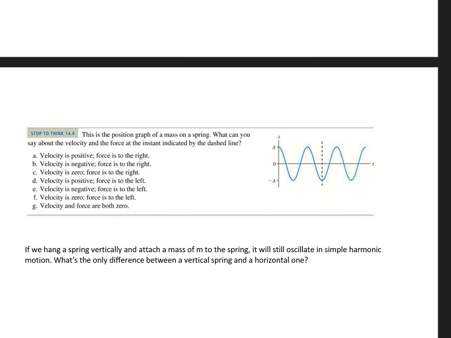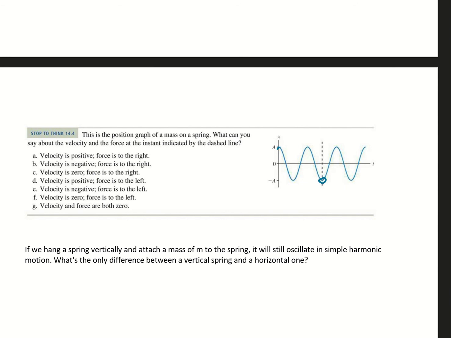So this is a position graph of a mass on a spring. What can you say about the velocity and the force at the instant indicated by the dashed line? So we know that we're starting at the amplitude up here, but they're asking us, at that point, what do we know about it? So what would be true about the velocity and what would be true about the force?